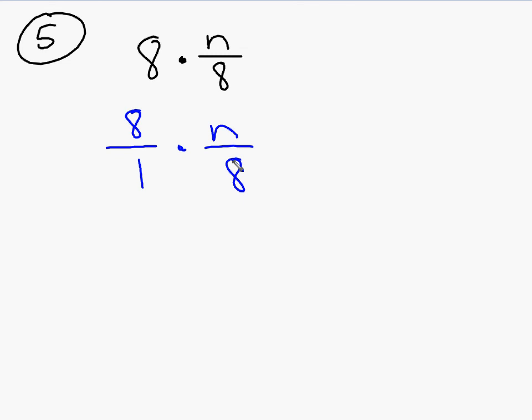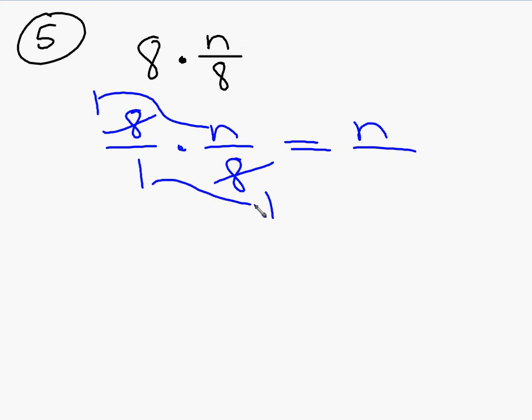Will the 8's factor? 8 divided by 8 is 1. 8 divided by 8 is 1. Multiply across. What's 1 times n? n. What's 1 times 1? 1. Any number over 1 is just itself. My answer is n. Pretty easy problem, and we're going to stop there for today.